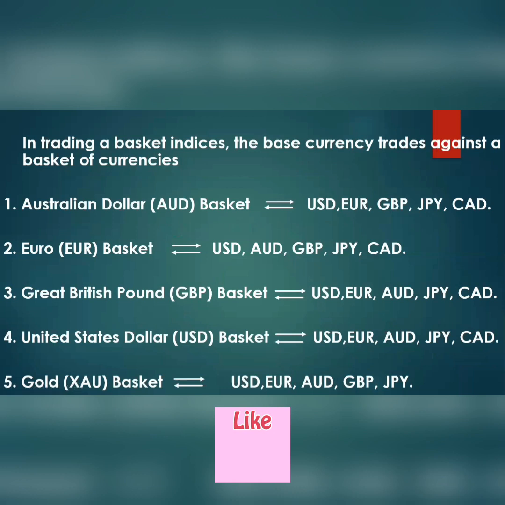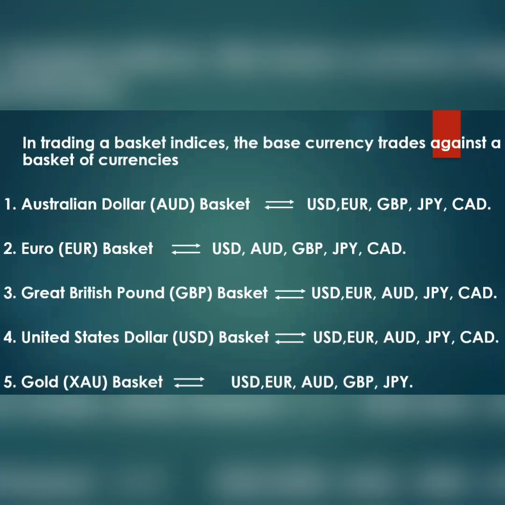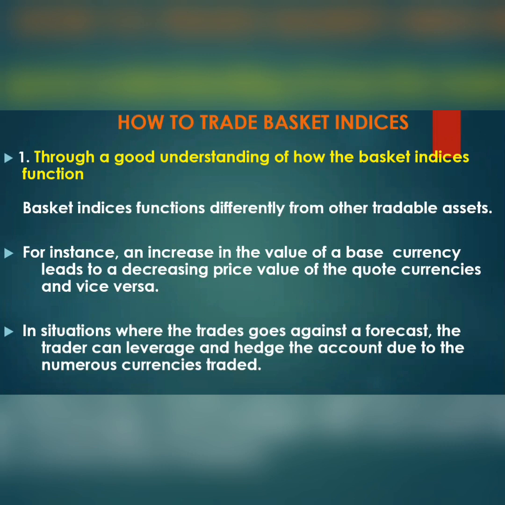You can see here that in trading basket indices, the best currency will have to be traded against the quote currencies. Okay, so like what Deriv offers is that AUD has its own quote currencies, like you can see here. The same way with euro, the same way with pound, the same way with United States dollar, and then the gold basket. All right, now you can understand this properly when you realize that basket indices is not just like every other kind of pair. Okay, so to trade it, you need to understand how it works.